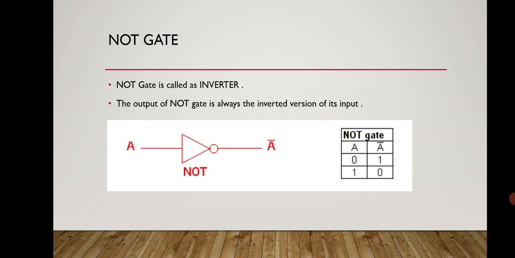Generally, we can say the output of a NOT gate is always an inverted version, the opposite, of its input. In this NOT gate representation, if we give 0 as an input, we will get 1 as output, or if we provide 1 as an input, the output will be 0. Here 0 is termed the low input. Low is represented by 0 and high is nothing but 1.